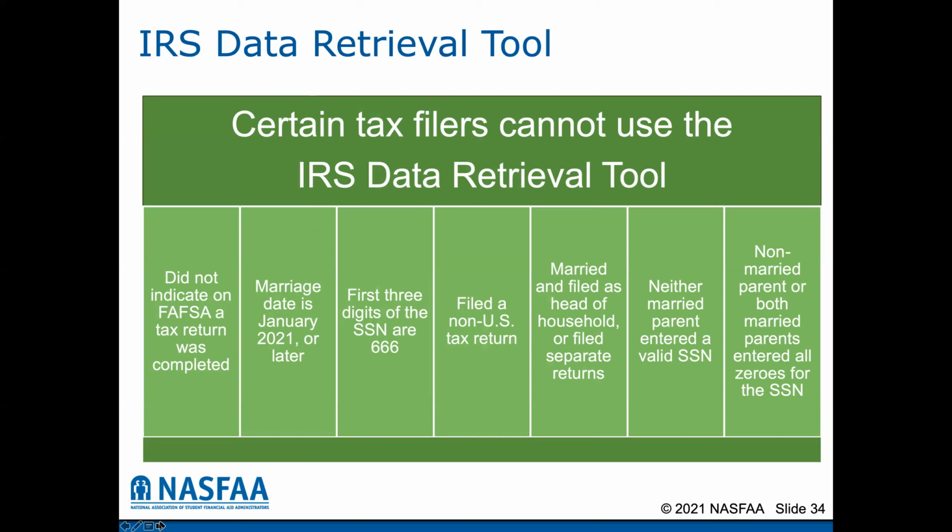If neither married parent entered a valid social security number, you can't use it. And if the non-married parent or both married parents entered all zeros for social security numbers, you can't use the data retrieval tool.